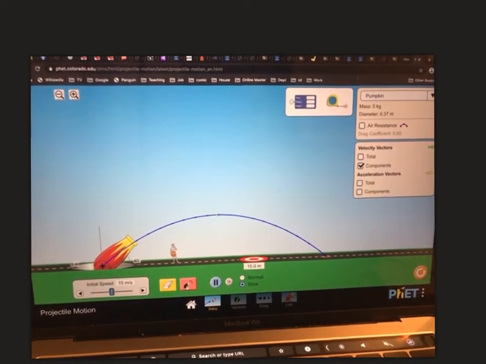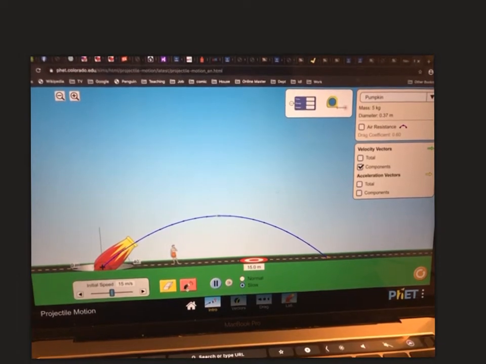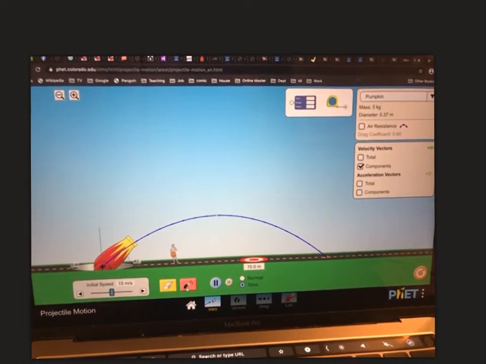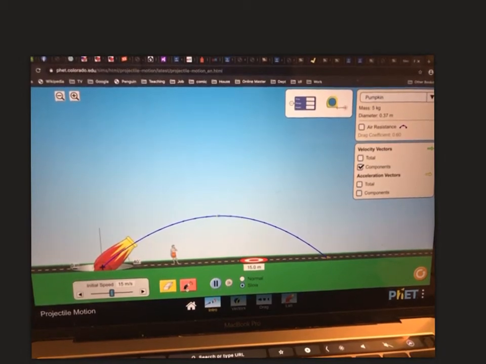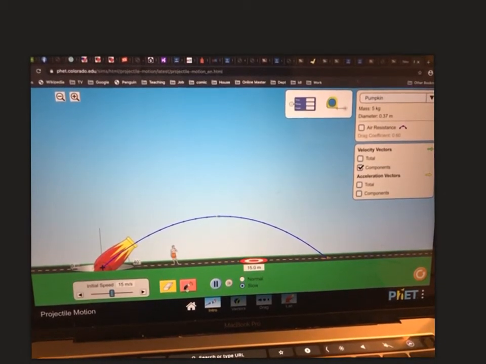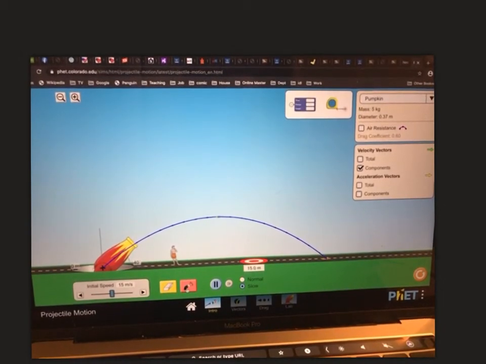Now let's focus in on the x direction. Notice the arrow is not changing the whole way through the motion. So it has the same initial velocity in the x direction the whole way through the motion. Same initial velocity at the beginning, at max height, and at the end. The velocity in the x direction does not change because the acceleration in the x direction is 0. That's why it can move forward, because it just has that forward velocity.